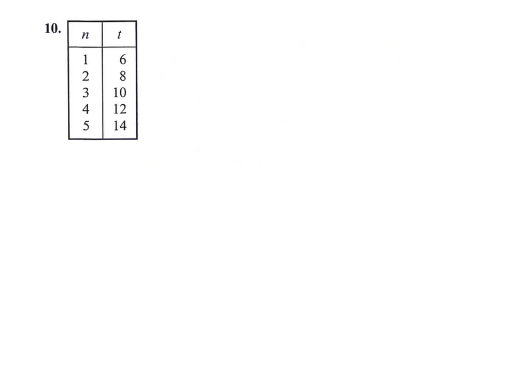So now, this problem is very similar. We notice right away that every time we go up 1 over here, we go up by 2. And then the next one, we go up by 2. The next one, we go up by 2. So our slope is going to be 2. And our formula is going to be y equals 2x plus something.